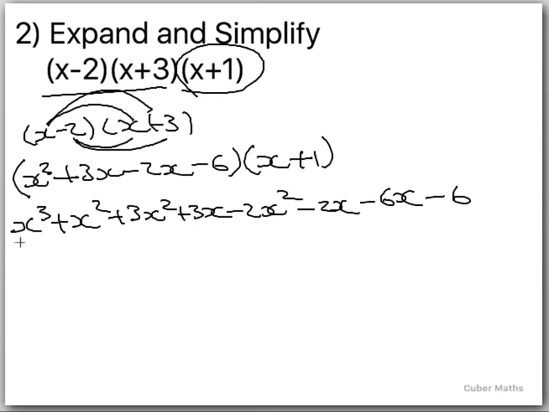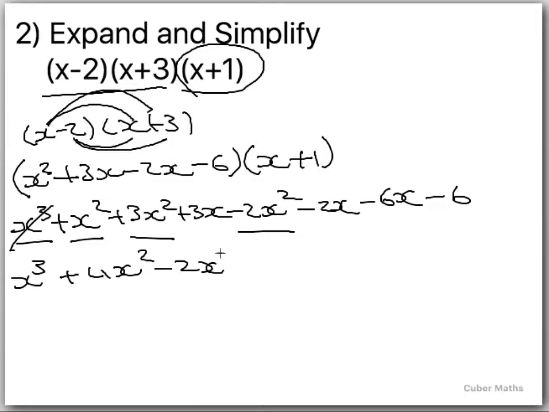Now if we simplify this, we'll take our x cubes first. We only have one of them, so it's going to be x cubed, so we can cross that off. Now let's take our x squared, so we have x squared, 3x squared, and minus 2x squared. So altogether we have plus 4x squared, minus 2x squared. So let's cross those off.